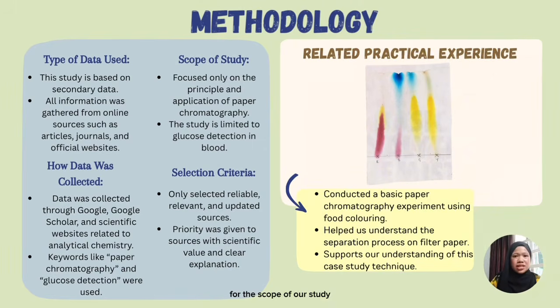For the scope of our study, we focus only on the principle and application of paper chromatography, specifically for glucose detection in blood. We do not cover other types of chromatography or any hands-on lab experiment for this glucose itself. However, we have previously conducted a basic paper chromatography experiment using food coloring. Even though it wasn't related to glucose, that activity helped us understand how the separation process works on filter paper. This practical experience really helped us understand the technique better for this case study.